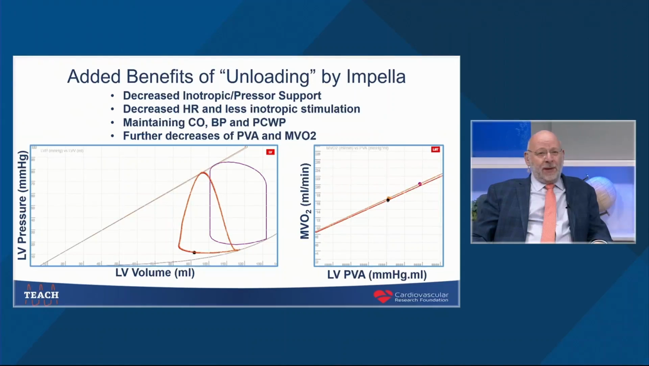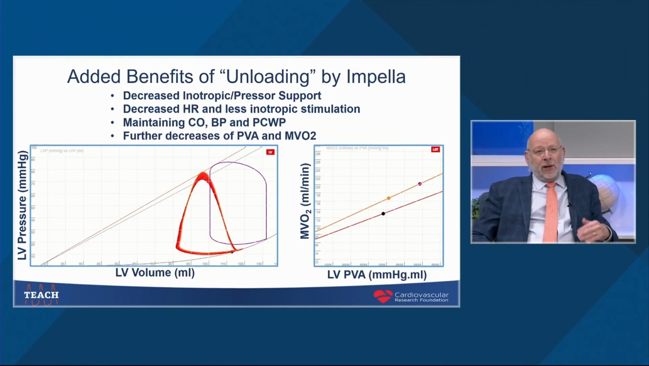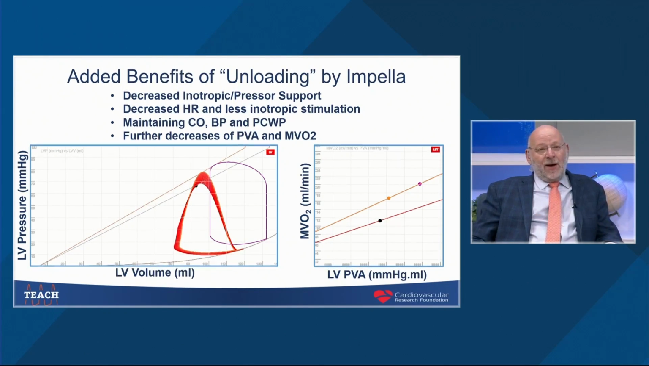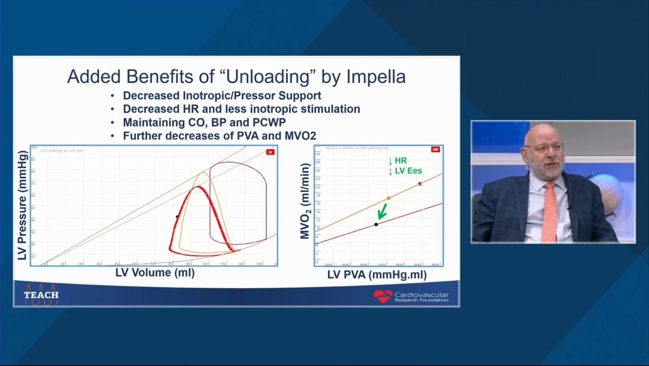However, it's not only about that, because in the setting of cardiogenic shock, for example, patients are being treated with inotropes and pressors. Once you unload the heart and take over for the work of the heart, you have the possibility to withdraw inotropic and pressor support. And when you can withdraw those types of medications, it results in a decrease in heart rate, less inotropic stimulation, while at the same time you're maintaining cardiac output, blood pressure, and a lower wedge pressure. And these all have the effect of potentially further reducing the pressure volume area and the myocardial oxygen consumption. So there are primary and secondary benefits to the myocardium in terms of oxygen consumption of using an unloading strategy, not only in cardiogenic shock, but other areas as well.